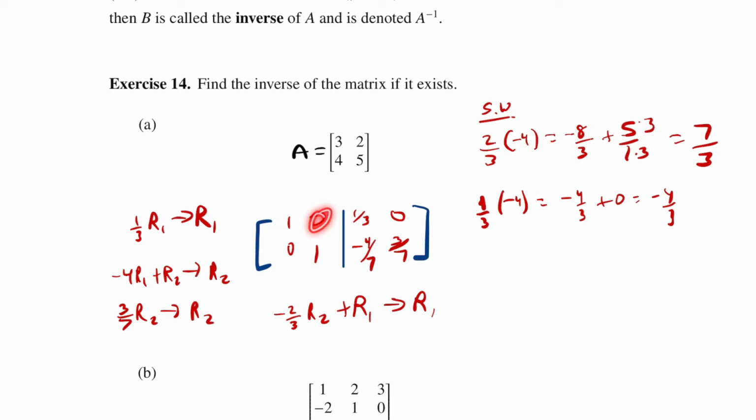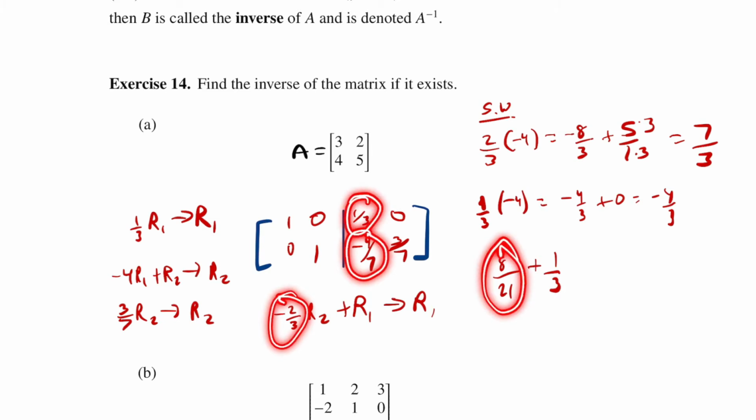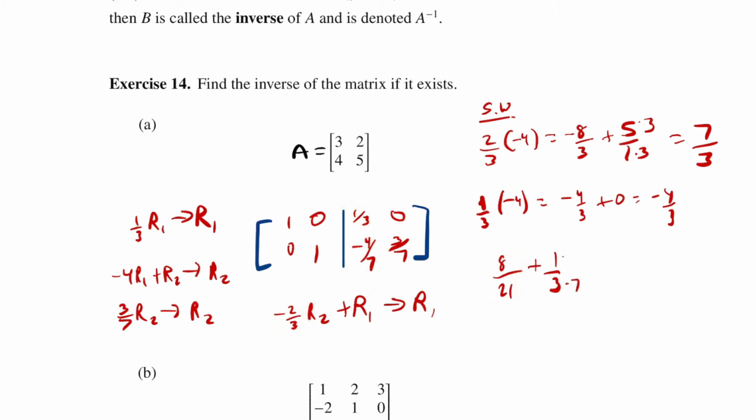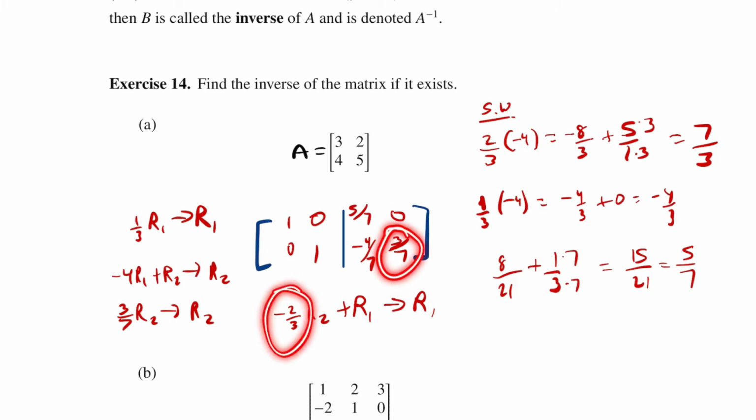Now we have to multiply this one by -2/3. So that would become +8/21. And then you add 1/3 to that. So I multiplied -2/3 times -4/7. That's +8/21. And then you add 1/3 to that. So times 7 times 7, that's 15/21, which simplifies to 5/7. So this becomes 5/7. And then the final one is 3/7 times -2/3. That would be 3's cancel. You get -2/7 plus 0 is -2/7.